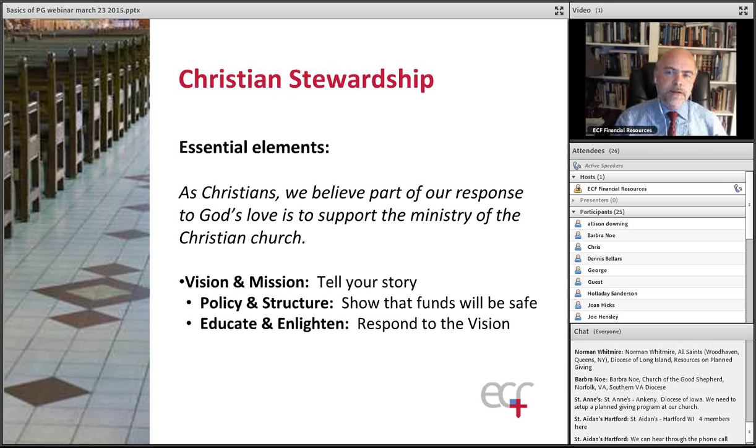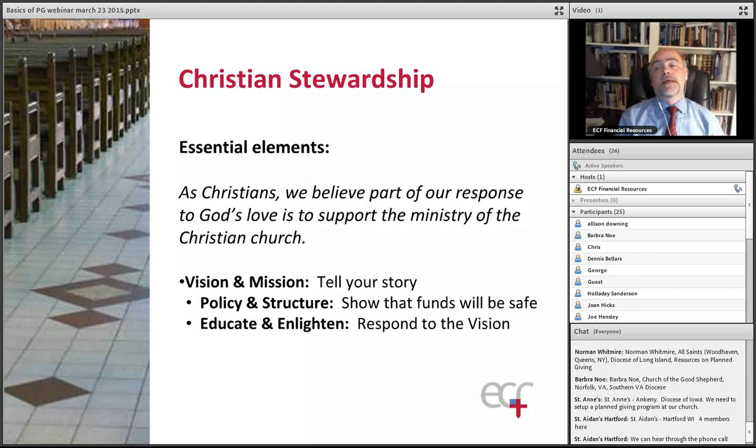Finally, educate and enlighten. This is what most of the time we're talking about when we talk about stewardship. This is where you are inviting people to become more generous in their giving, to become fully engaged in the life and ministry of your congregations, and therefore respond to the vision that you've set out, respond to what you have outlined in policy and structure, showing that funds will be used for the purposes intended and that they will be held safely. It is all of these factors taken together that inspires people in the modern world to be supportive of the Christian church.